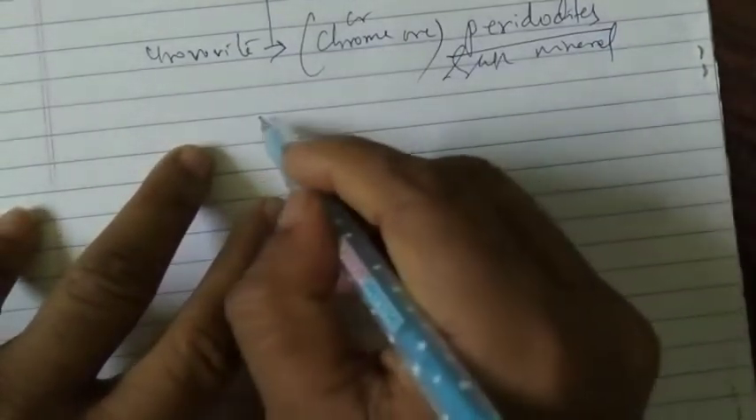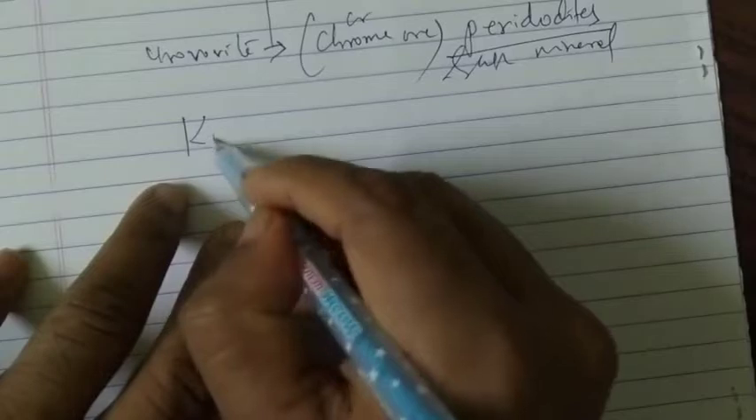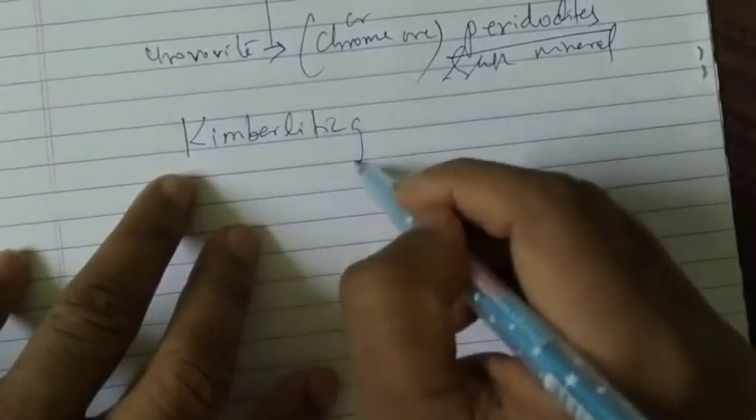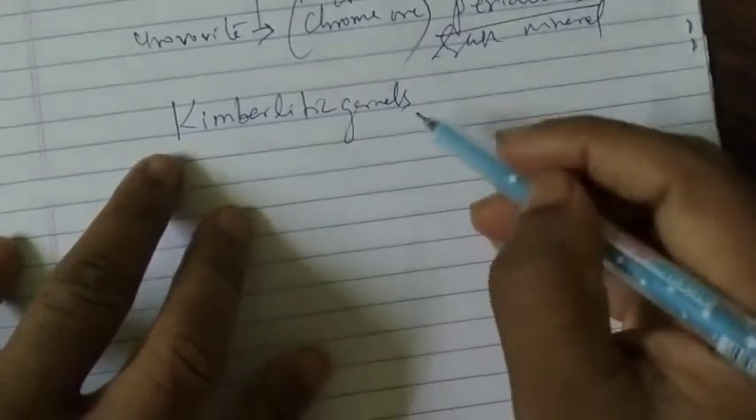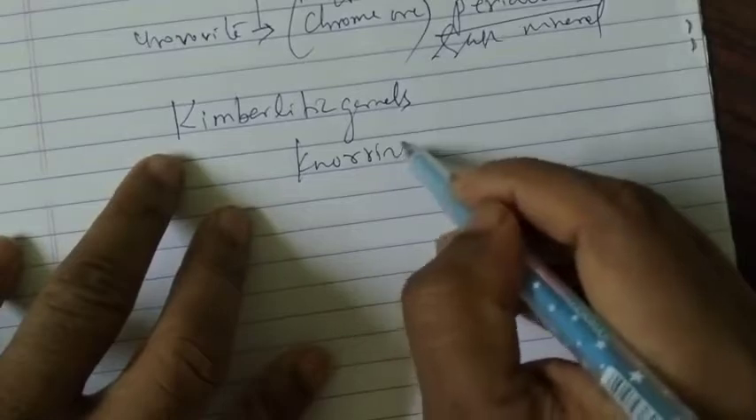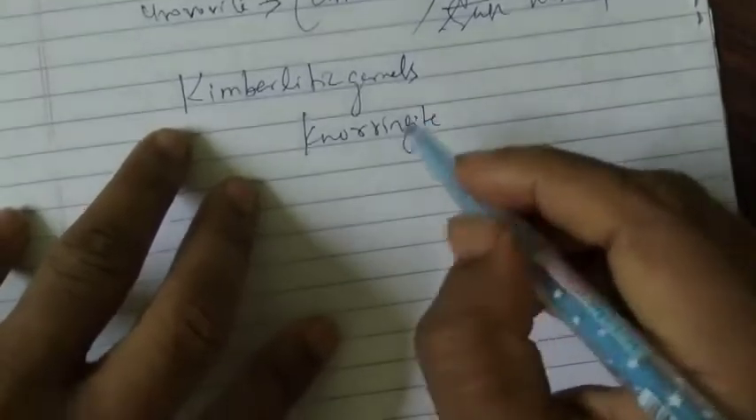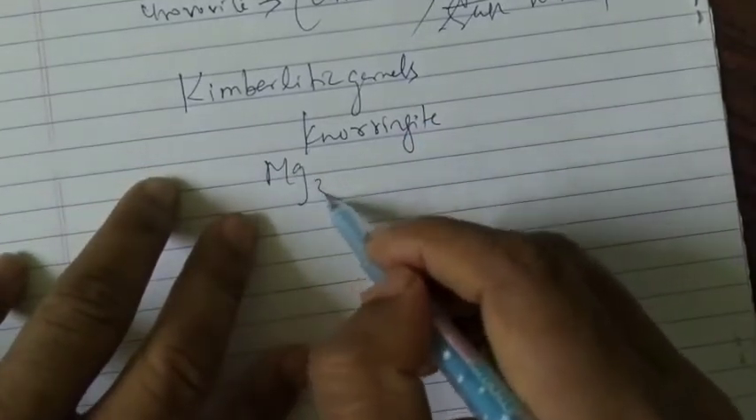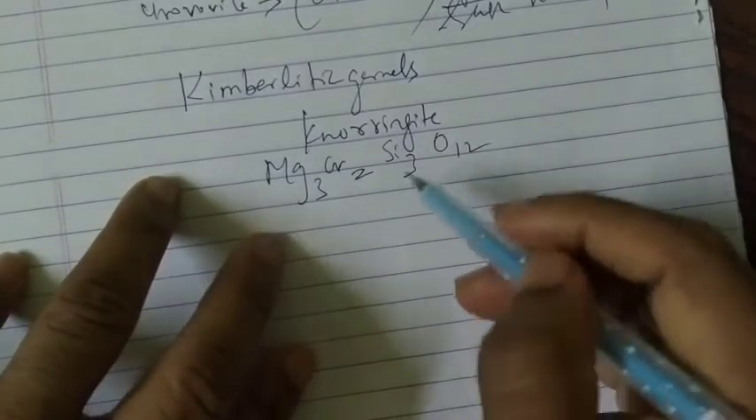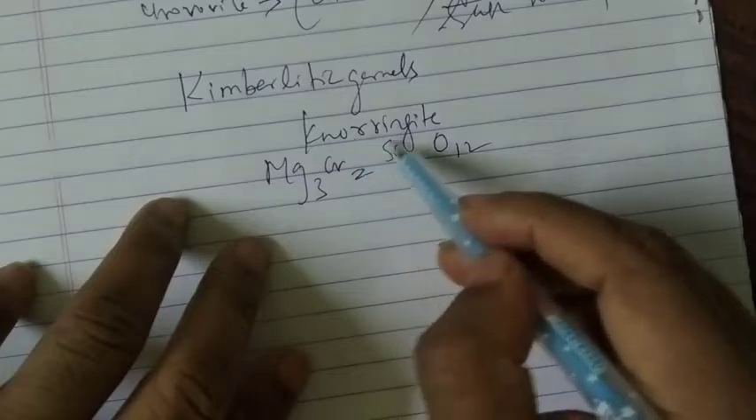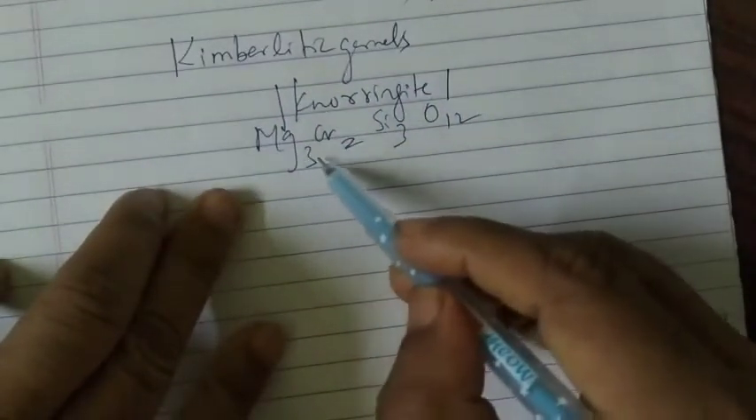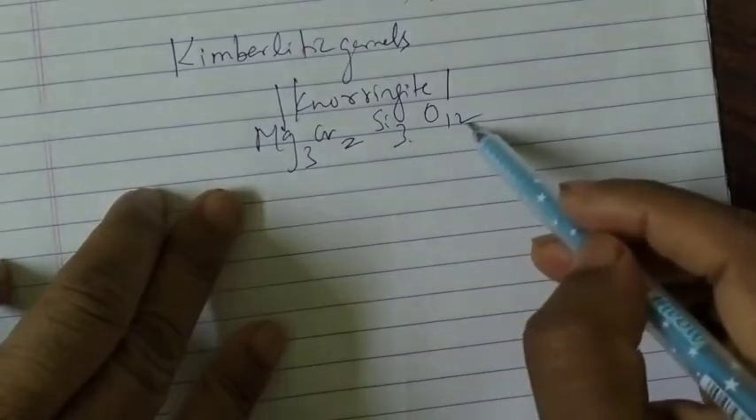Then one more classification, kimberlitic garnets. So what is this knorringite? We call it knorringite, having the composition of magnesium chromium, Mg3Cr2Si3O12. This is the composition of knorringite garnets, the kimberlitic garnets.